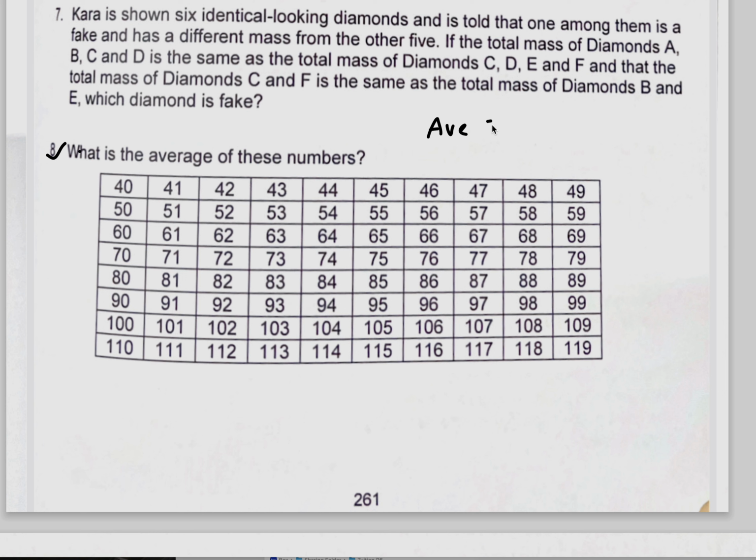Average is equal to? What's the formula for average? Combine to get what? Divide by the number. So it's the total divided by the number of things. How many numbers, right? In this case, it's the number of numbers, right?